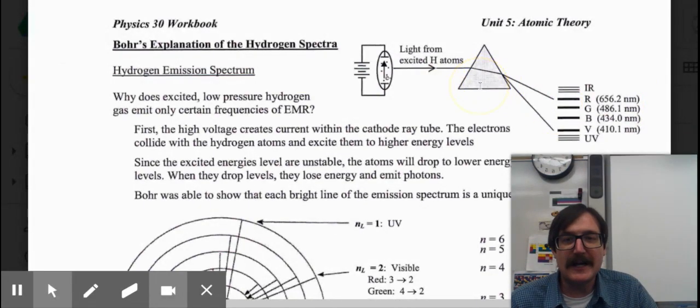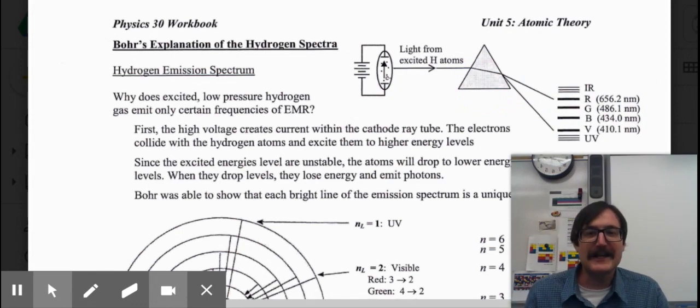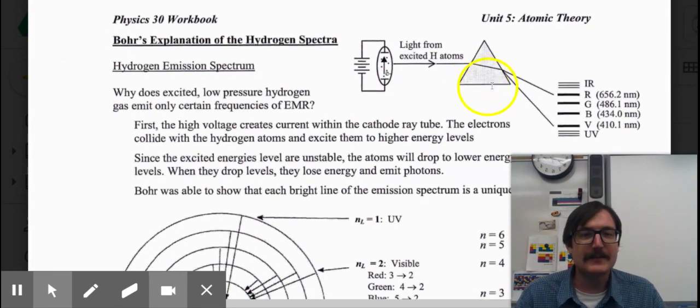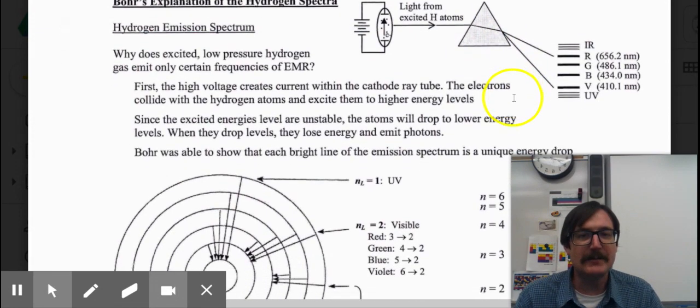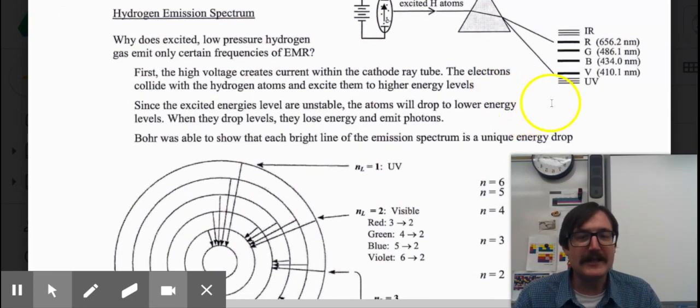It says first, the high voltage creates current within the cathode ray tube. The electrons collide with the hydrogen atoms and excite them to higher energy levels. Since the excited energy levels are unstable, the atoms will drop to lower energy levels. When they drop levels, they lose energy and emit photons. Bohr was able to show that each bright line in the emission spectrum is a unique energy drop.